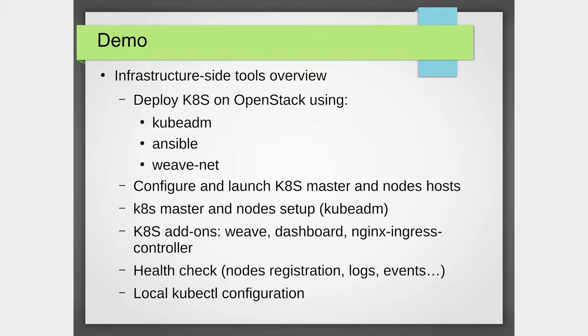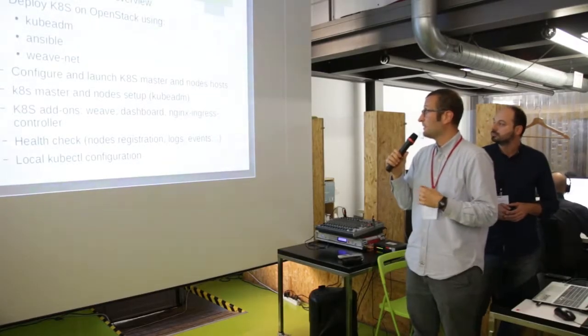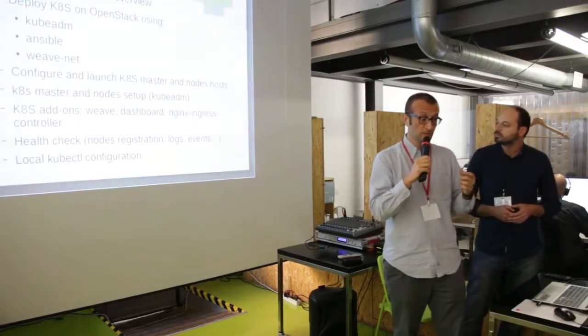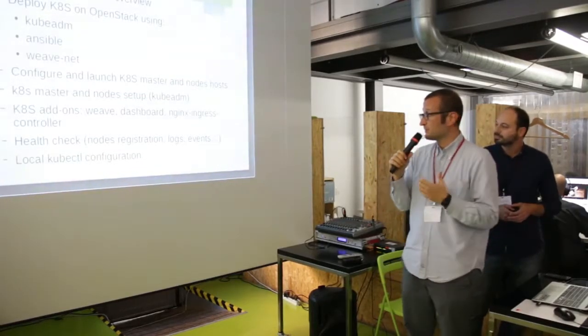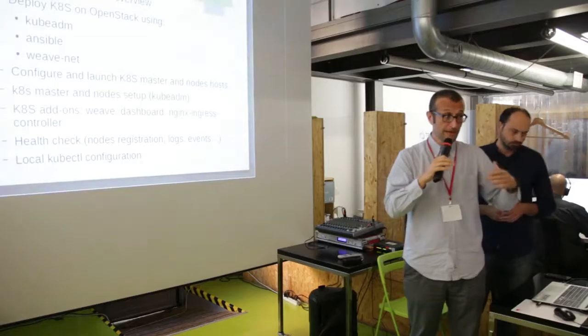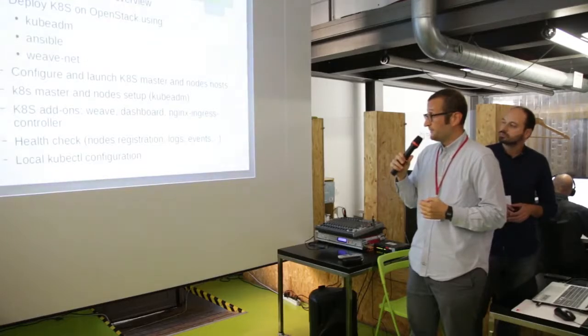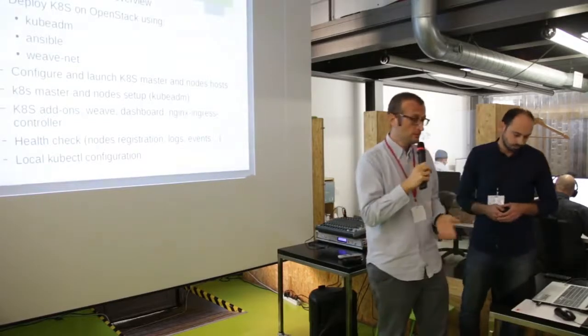You configure and launch the master and the nodes. Then you set up the nodes using kubeadm. And then there are some add-ons that we wanted to add to Kubernetes to have, for example, the statistics of the load balance of the loads of the nodes, which are useful when you have to see if there are problems, and they can help us to verify that Kubernetes is doing its job, which is to balance the loads among nodes. And finally, you need a local kubectl configuration within Kubernetes to set the proxy.